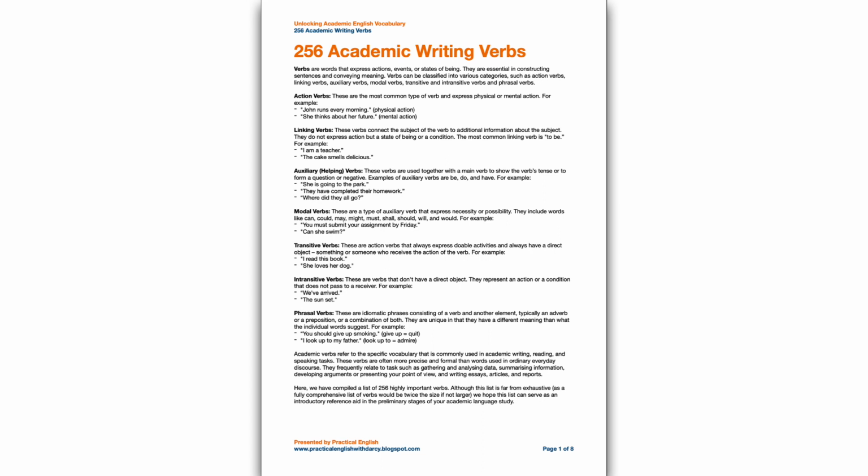Auxiliary, helping verbs. These verbs are used together with a main verb to show the verb's tense or to form a question or negative. Examples of auxiliary verbs are be, do, and have. For example, she is going to the park. They have completed their homework. Where did they all go?